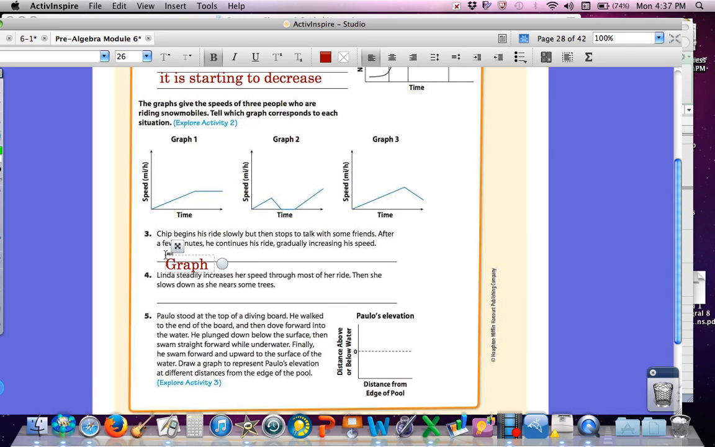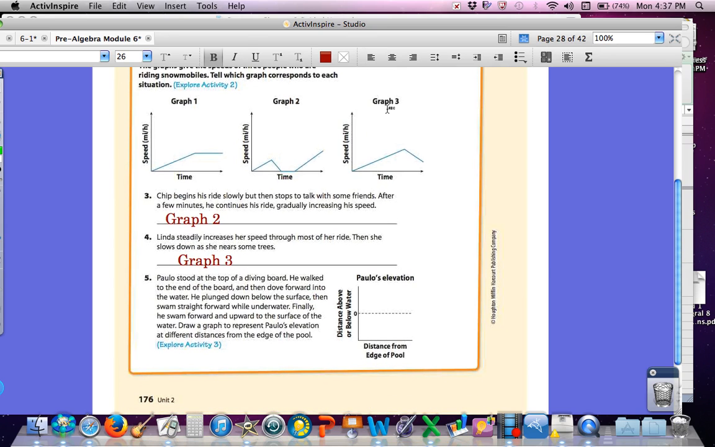But I'm going to say that that looks like graph 2 because he's increasing, he slows down, he stops to talk to some friends, so he's not moving at all then, and then he increases. Linda's speed steadily increases through most of her ride. Then she slows down. So that is actually graph 3 because it's steadily increasing. If it said that she increased her speed and then went the same amount each time, then it would be graph 1.